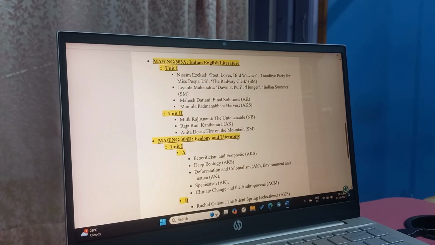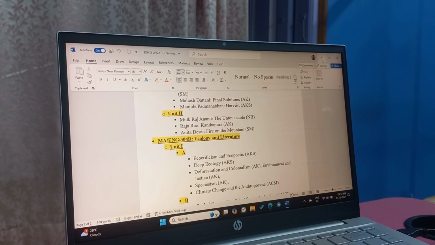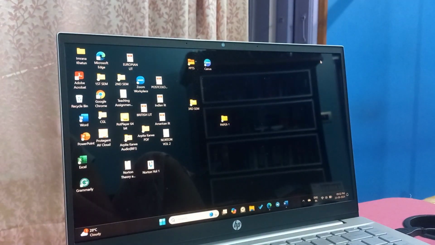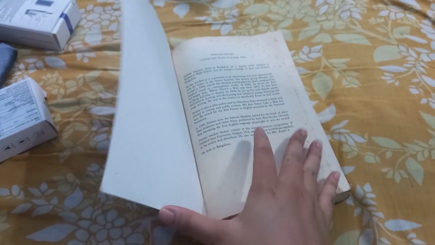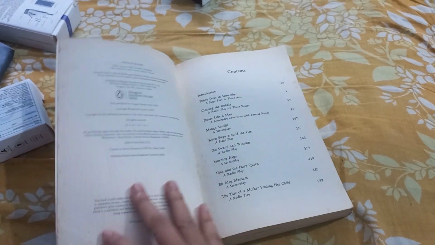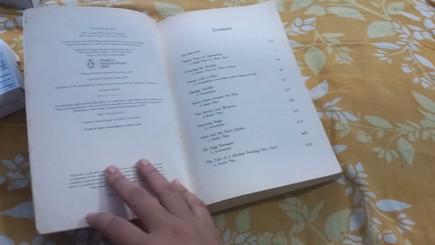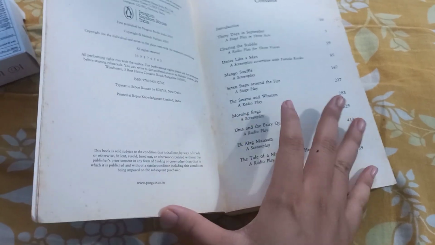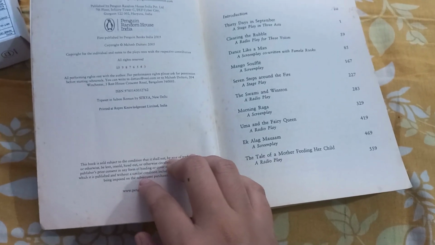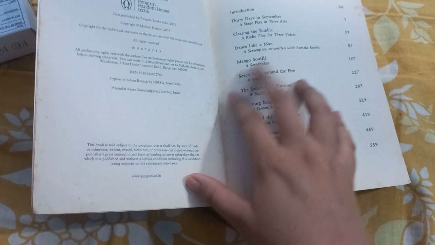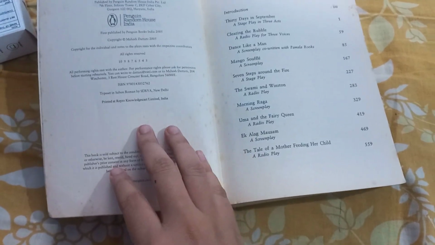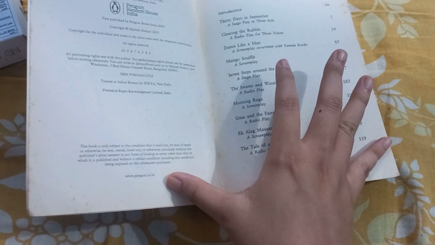From this, I started with Mahesh Dattani's Final Solution, and the funniest thing I would say is that I have Mahesh Dattani's volume 2, and volume 1 is not actually available on the internet. I don't know if it is available. Please send me its link. I will purchase it because I love Mahesh Dattani's work, and I have read most of this. Dance Like a Man, Mango Shuffle, all these are quite different and thought-provoking. So I actually love them.